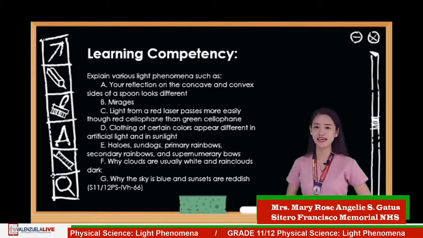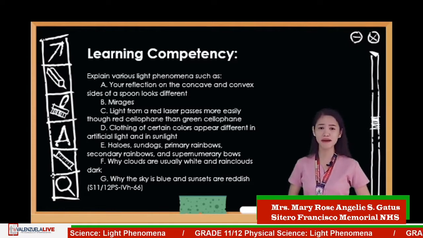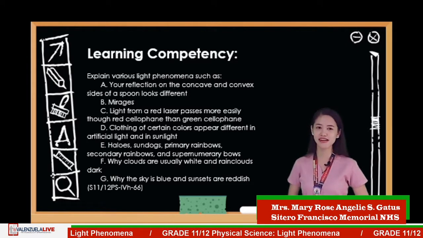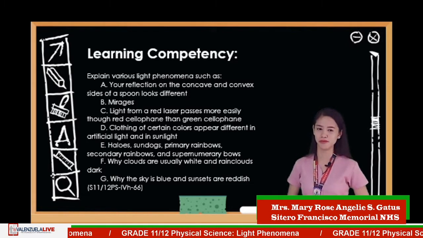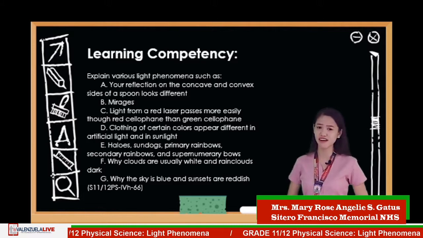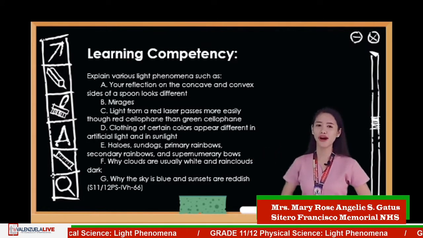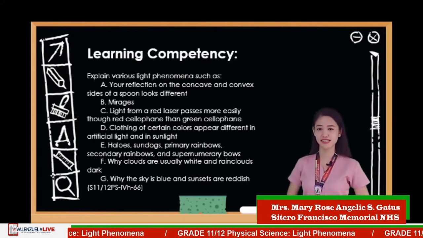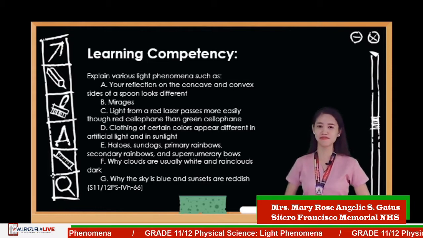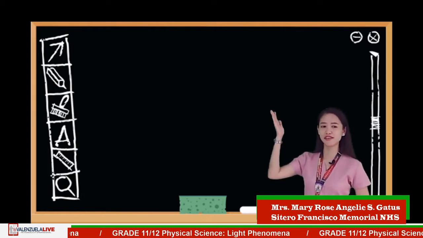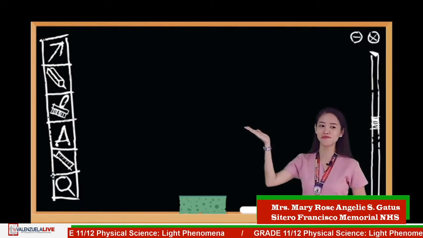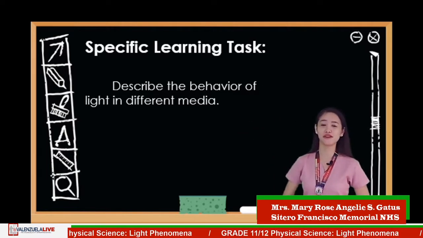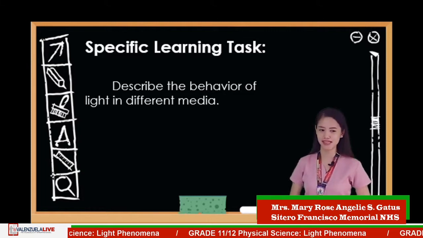E. Halos, sundogs, primary rainbows, secondary rainbows, and supernumerary bows. F. White clouds are usually white and rain clouds dark. And G. Why the sky is blue and sunsets are reddish. Then, for the specific learning tasks, the students should be able to describe the behavior of light in different media.